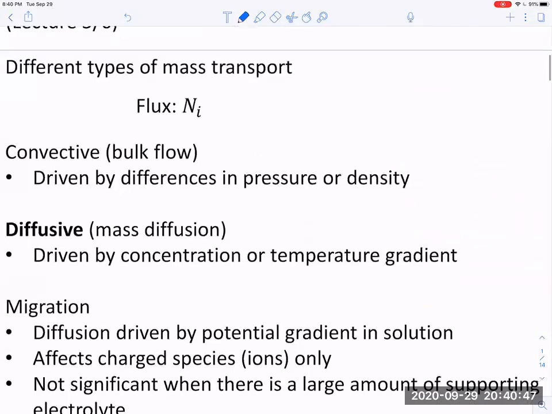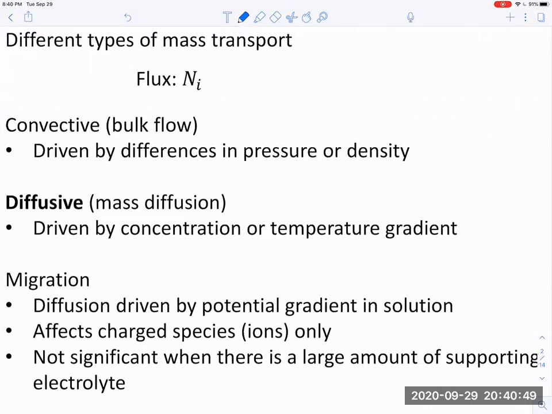Just a reminder, we're talking now about different types of mass transport that are usually described as flux to a system, Ni. There are three different types that we discussed: convective or bulk flow, which is driven by differences in pressure or density; diffusive, which is mass diffusion, the one that we'll be talking about and deriving today, where the flow is driven by concentration or temperature gradient. Today we'll be discussing concentration driven.